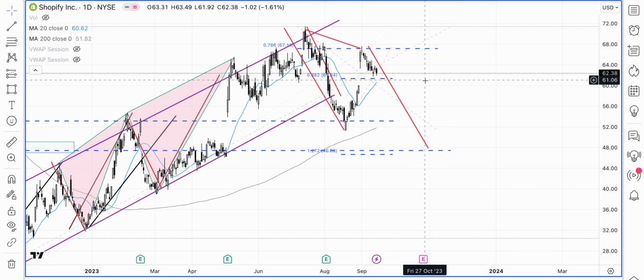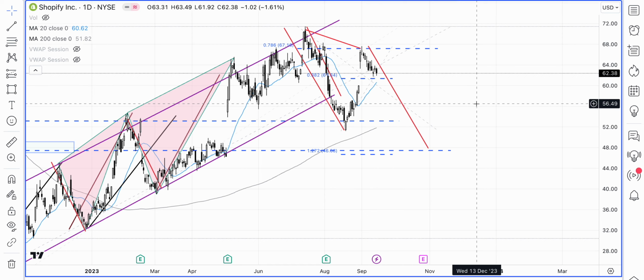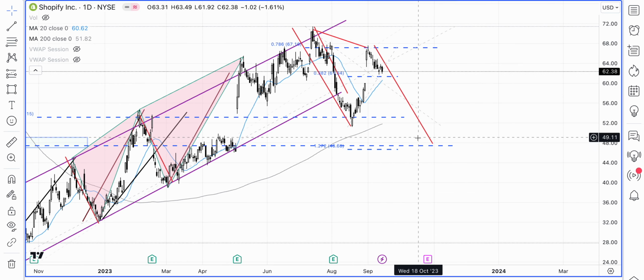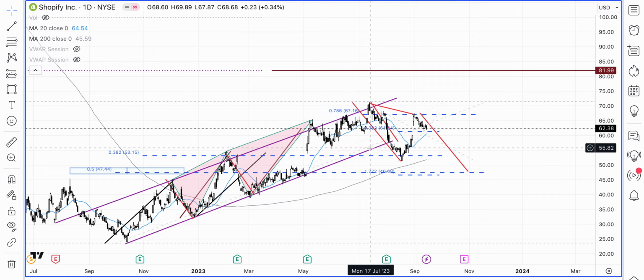Too early to say because we have the 38.2% Fibonacci retracement right here. However, if it begins to break below the 38.2% Fibonacci retracement, coming around $61 per share level, then the chances of this one-to-one projection ABCD right down to the $48 per share level increase.